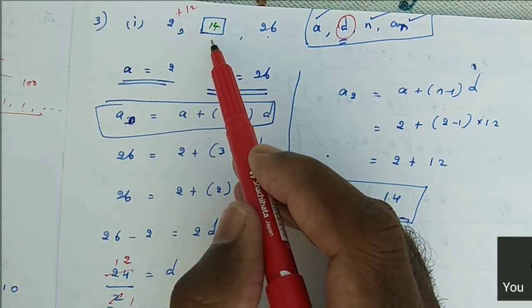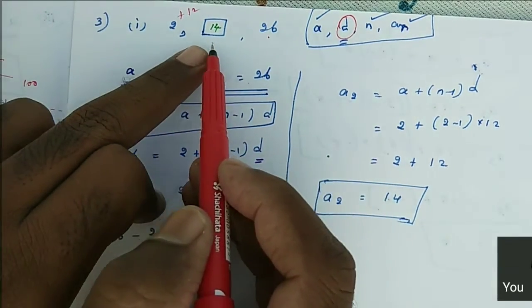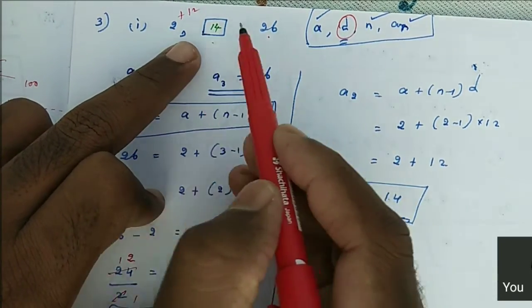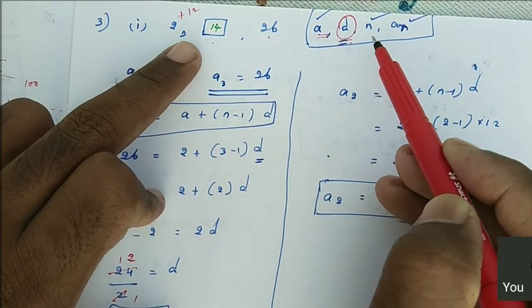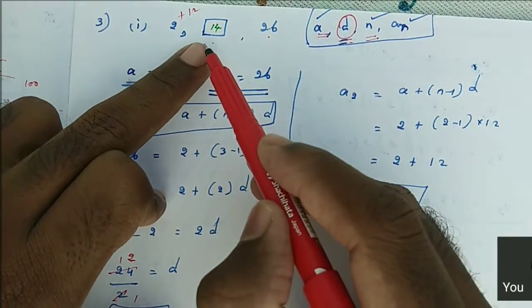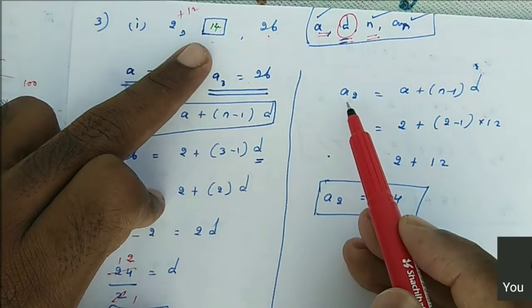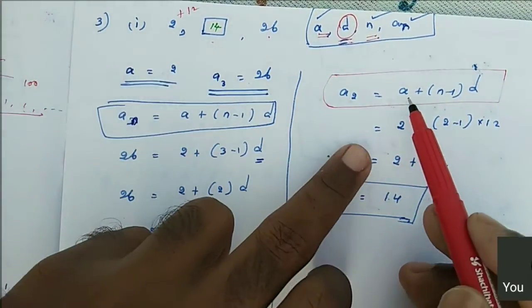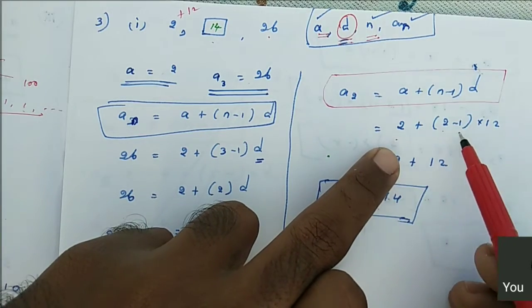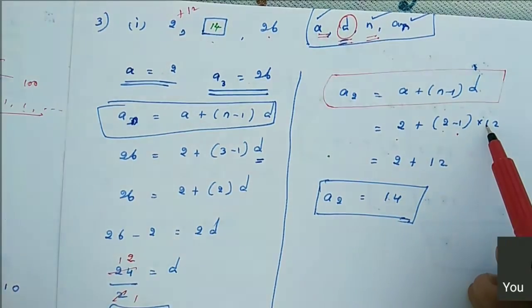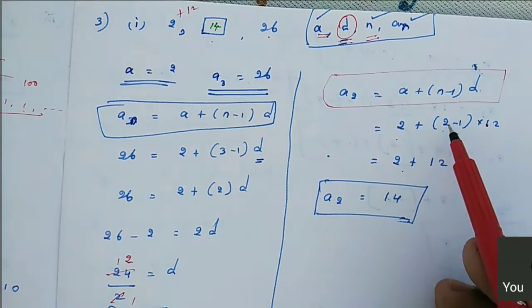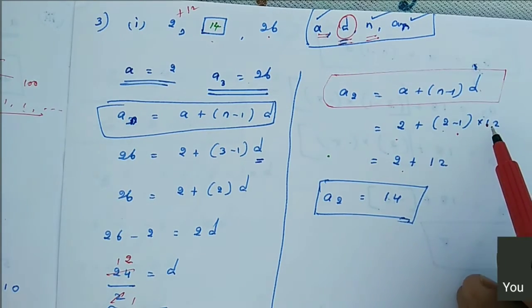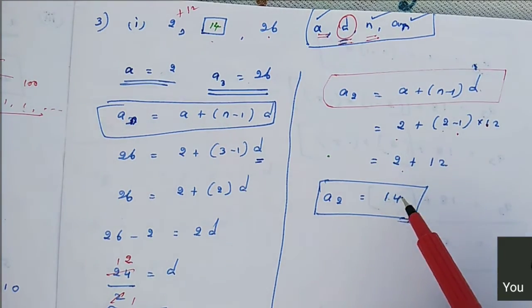If you want to do the elaborate method, you can go with the formula for finding A2. Now I have the D value and N value, and I am supposed to find the A2 value. So A2 is equal to A plus (N minus 1) into D. A value is 2, N minus 1 is 2 minus 1, into the D value, which we found is 12. So 2 plus 1 into 12, that is 2 plus 12, so A2 is equal to 14.